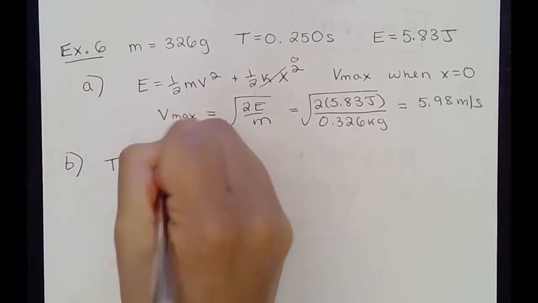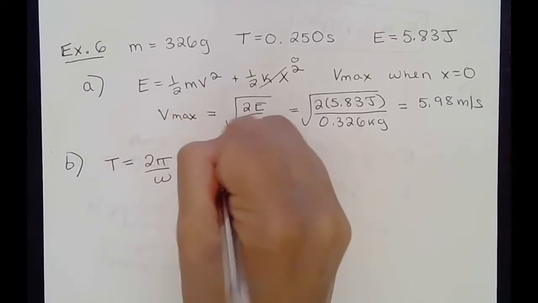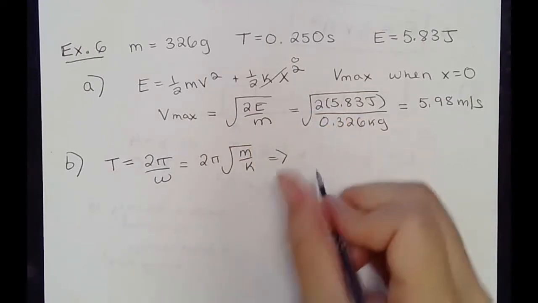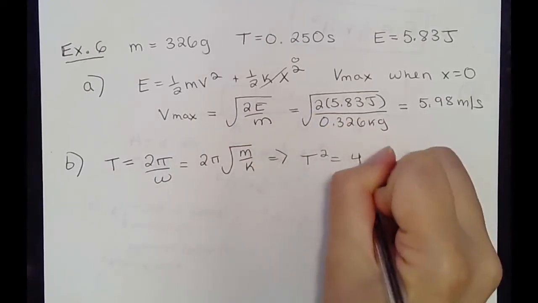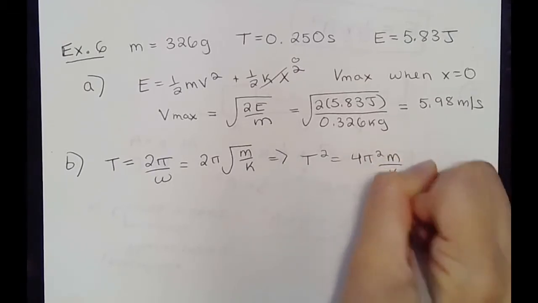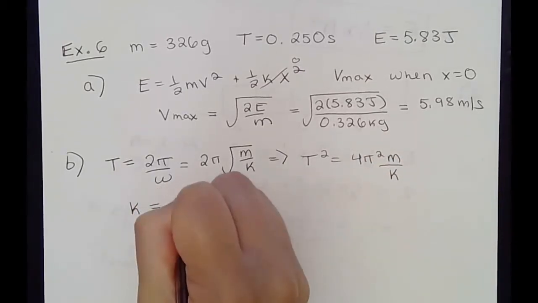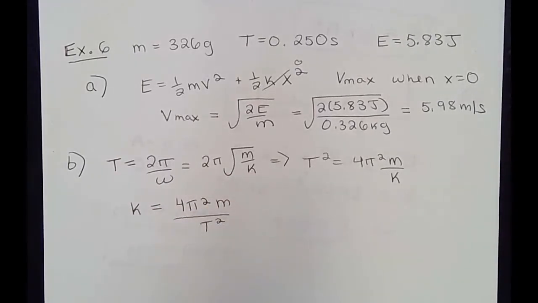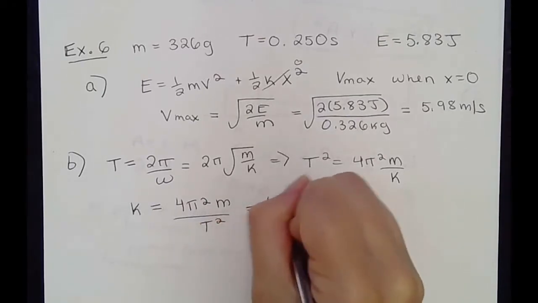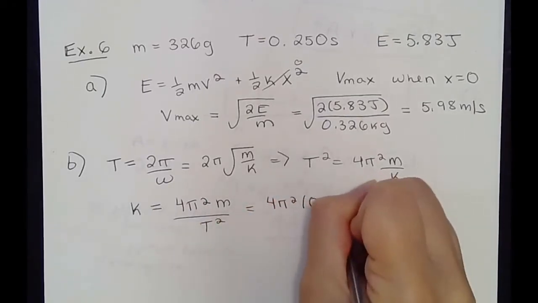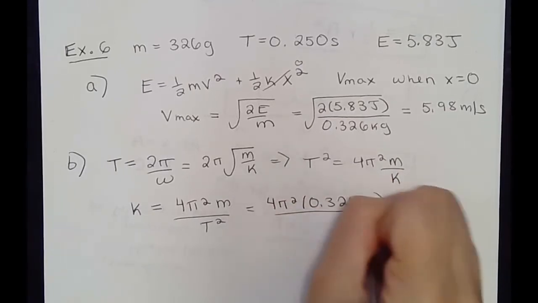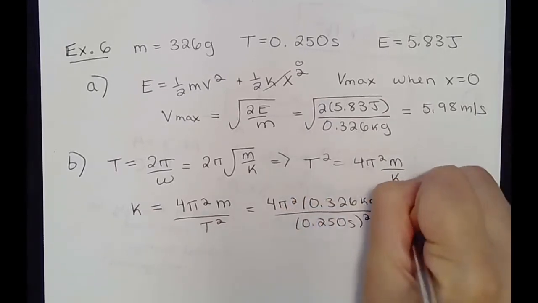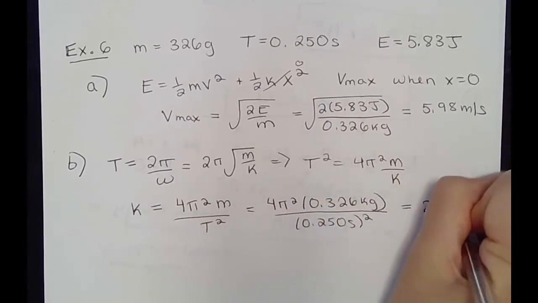The period is 2 pi over omega, so 2 pi root m over k, and squaring both sides I have T squared equals 4 pi squared m over k. So k equals 4 pi squared m over T squared. 4 pi squared, 0.326 kilograms over 0.250 seconds squared, which is 206 newtons per meter.